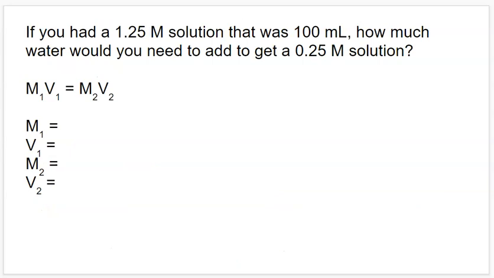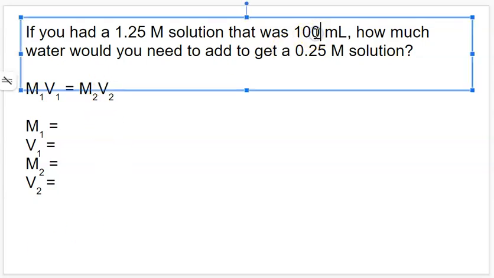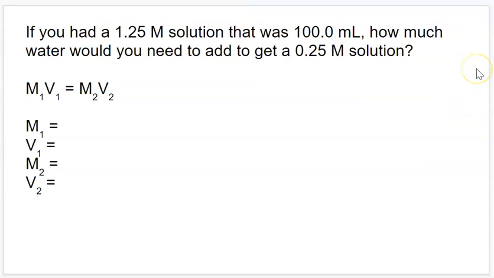Let's do another problem. So say we had a 1.25 molar solution that had a volume of 100 milliliters. I'm going to add 0 there just so we can be better about sig figs. All right, how much water would you need to add to get a 0.25 molar solution? So this is a really good example of the types of problems that come up in chemistry regarding dilution. Sometimes you want to do an experiment, and that experiment specifies that one of the solutions has a specific concentration.